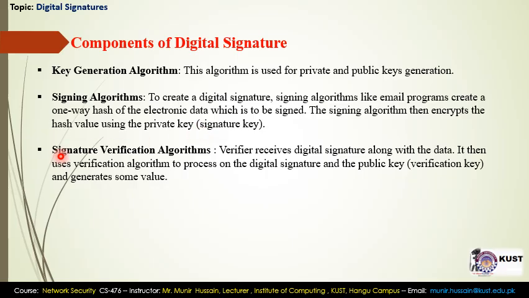The third component of digital signature is the signature verification algorithm. The verifier receives the digital signature along with the data. It then uses the verification algorithm to process the digital signature and the public key, which is also known as the verification key, and generates some value.